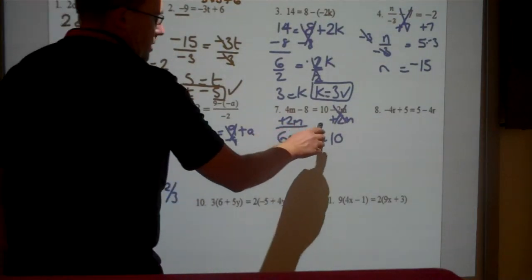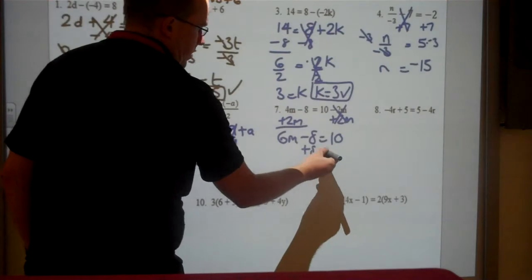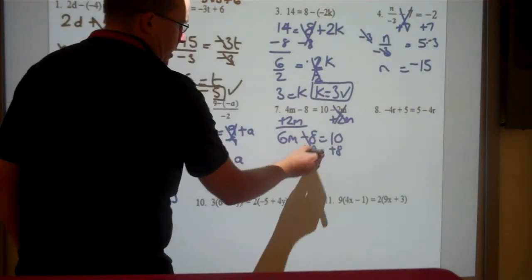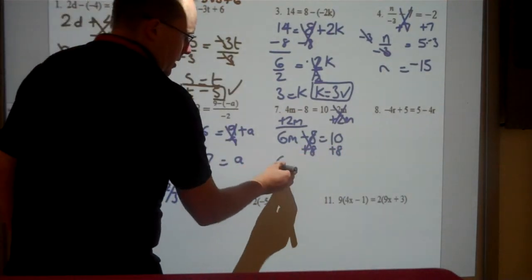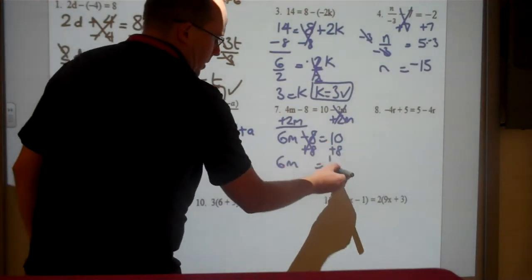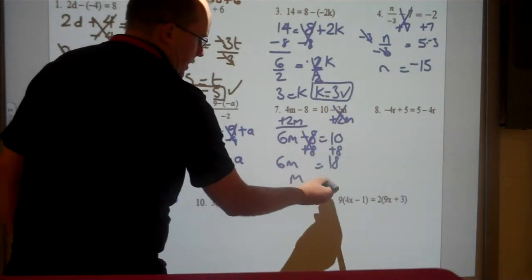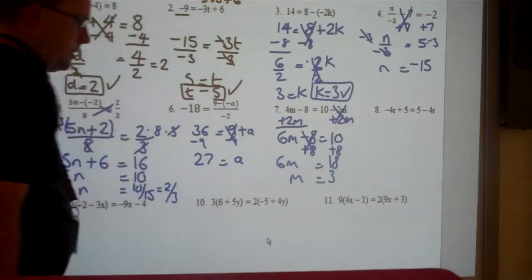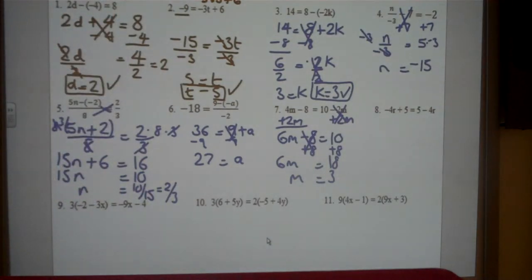Now, to move my numbers to the same side, I'm going to do the opposite as well. So I'm going to add 8 to both sides. -8 plus 8 is 0, that's why I do this. And 10 plus 8 is 18. And last step, if we divide both sides by 6, 18 divided by 6 gives me 3.